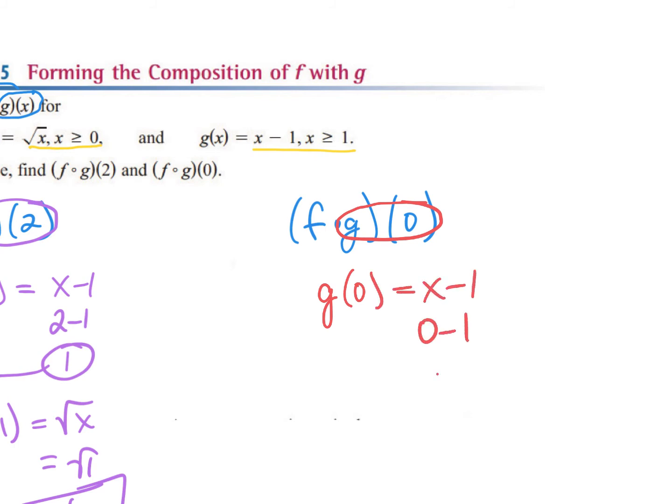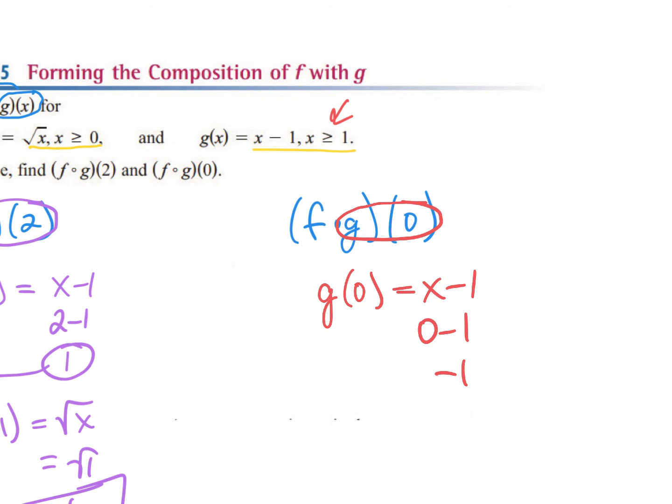Well, wait a second. My restriction here with the g function was my x values were going to be greater than or equal to 1, right? Is 0 greater than or equal to 1? So at this point, you could say, oh, this is impossible. I can't do it. But if you were ignoring this domain restriction and you didn't really understand what that meant, just continue on. If I take negative 1, which I just found, right?